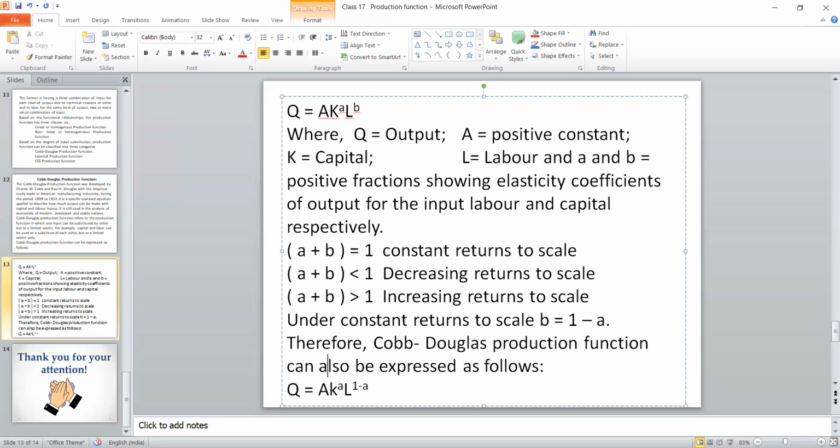We have to say the authors' names, Cobb and Douglas. From 1899 to 1922, they conducted a survey with the production units, and they gave the equation. That particular equation you have to write. What is A, what is K, what is L, and what is the positive fraction. Then if you write the conversion Q equal to A K power a, L power 1 minus a, then you can get full marks. With this, I am completing today's class.